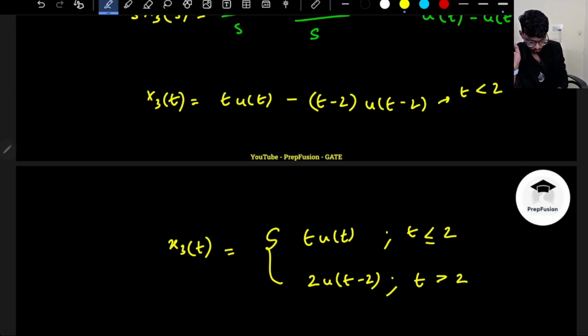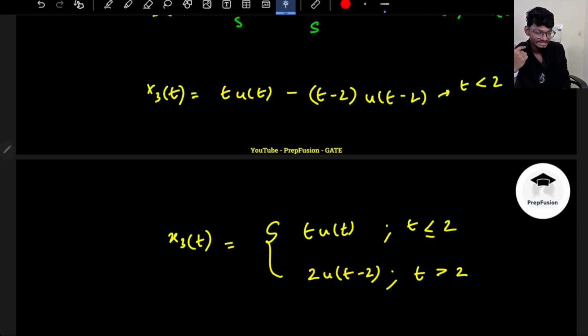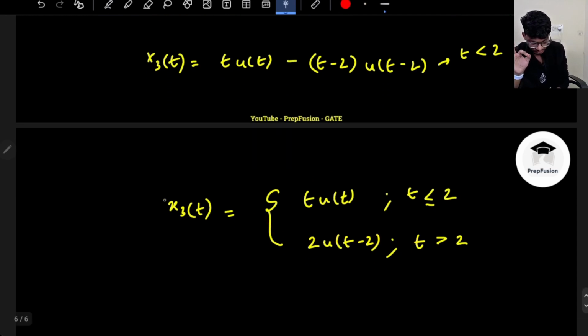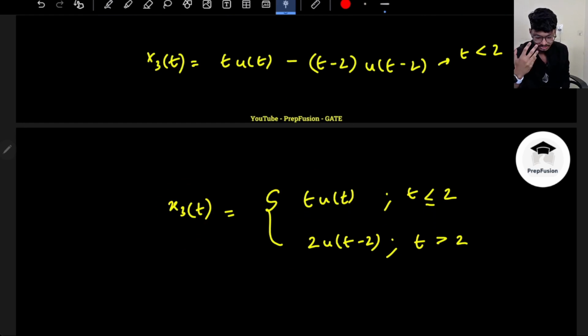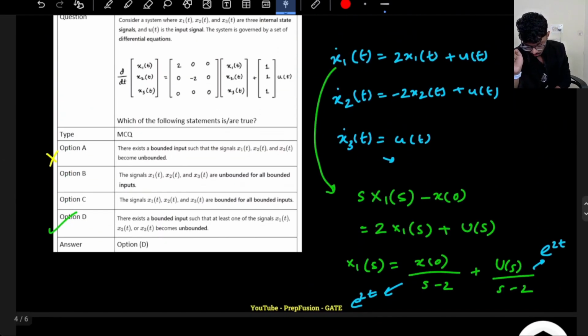So I hope you understood this point. Now is this unbounded? No, right? If my x3 of t was only t u of t, then obviously at t equals infinity it would have been unbounded. But this definition is only valid till t equals 2. After that I am getting some constant, which is not unbounded, right? It is bounded. So that's why option D will be correct and all the other options will not be correct. I hope you have understood why this option is correct and why the other options are not.